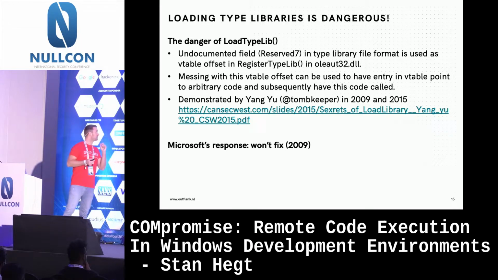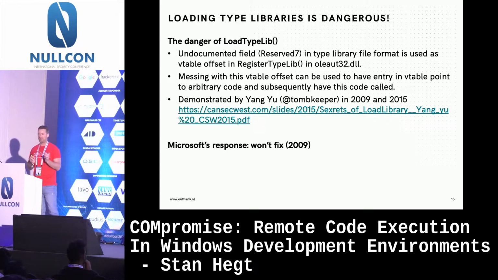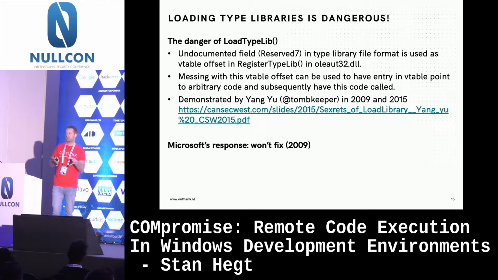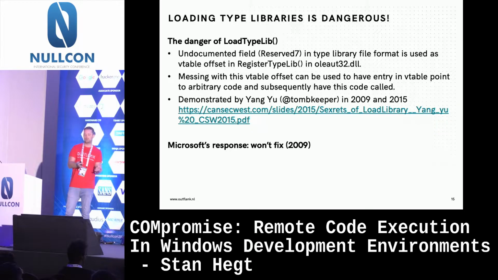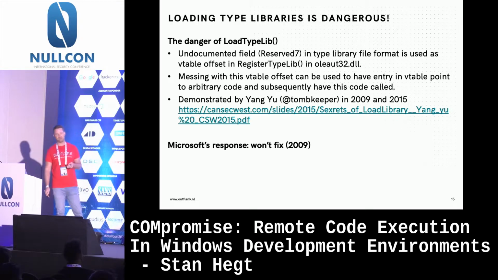And he actually demonstrated that there is this undocumented field in type libraries, which is called Reserved7. And this field is used as an offset for a vtable, which is used in the COM API. And remember a couple of slides ago, vtables are just pointers to functions. So if we can mess with a vtable, we can probably mess with program execution flow. And that is exactly what Yang Yu demonstrated in 2009, and he gave a presentation at CanSecWest in 2015. And Microsoft's response was pretty easy back in 2009. It said, no, we're not going to fix this.